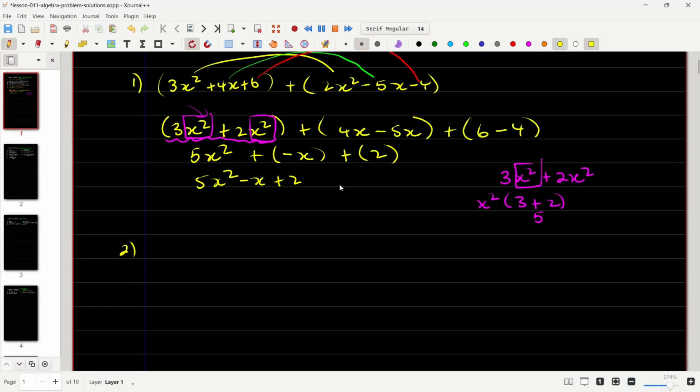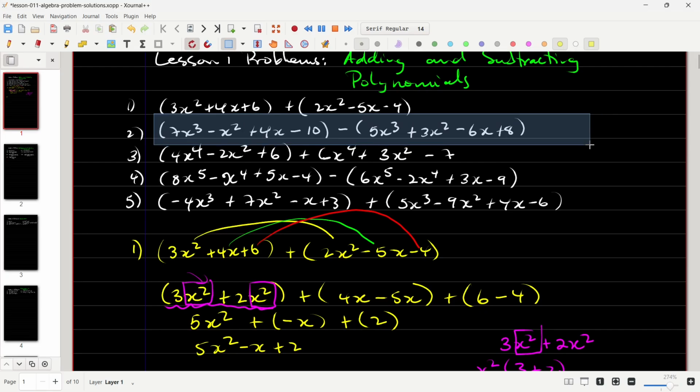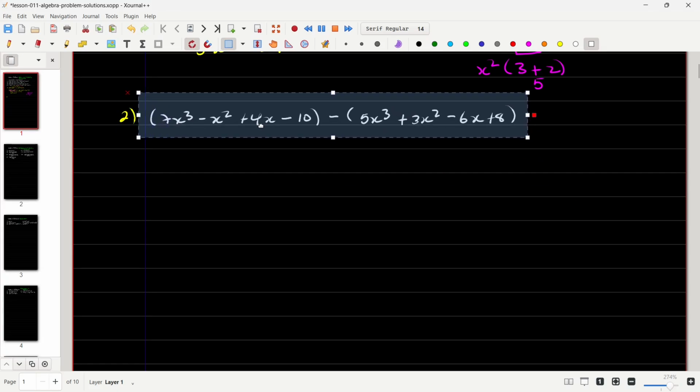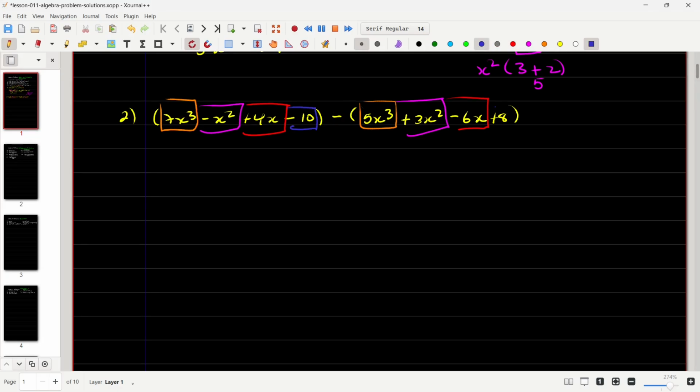So for this one, we're seeing 7x cubed minus x squared plus 4x minus 10. I'm just going to take this entire thing here and copy and paste it so that I don't have to keep writing these things over. And Control V, I'm going to put this over here, and we're going to put this in yellow. So I'm going to group the terms that are similar. I'm going to group this here and this here. Then this here and this here. Then this here and this here. Then this here and this here.